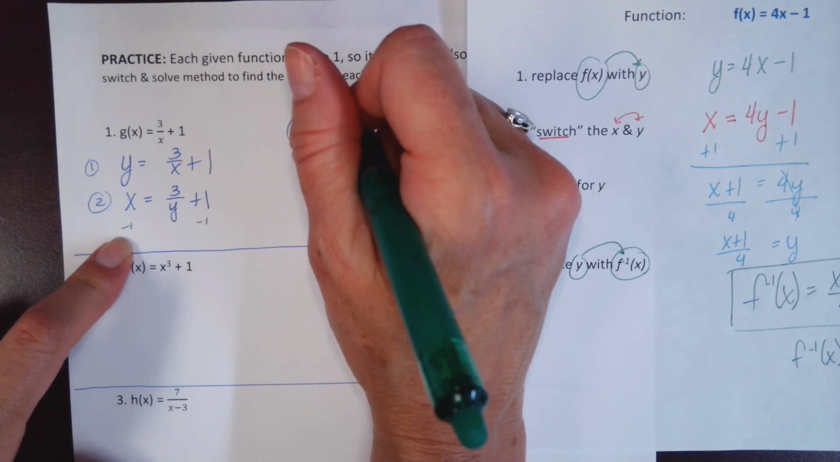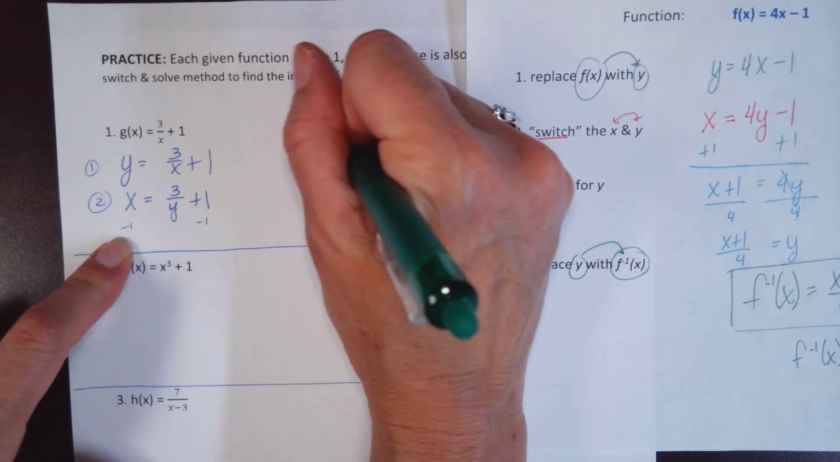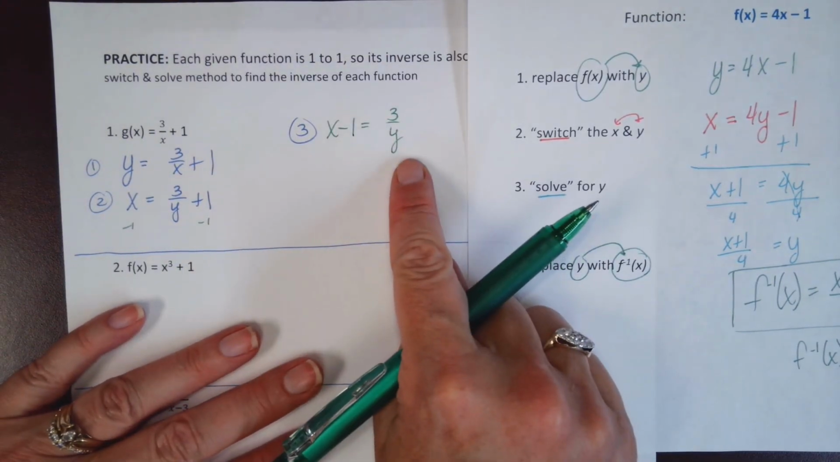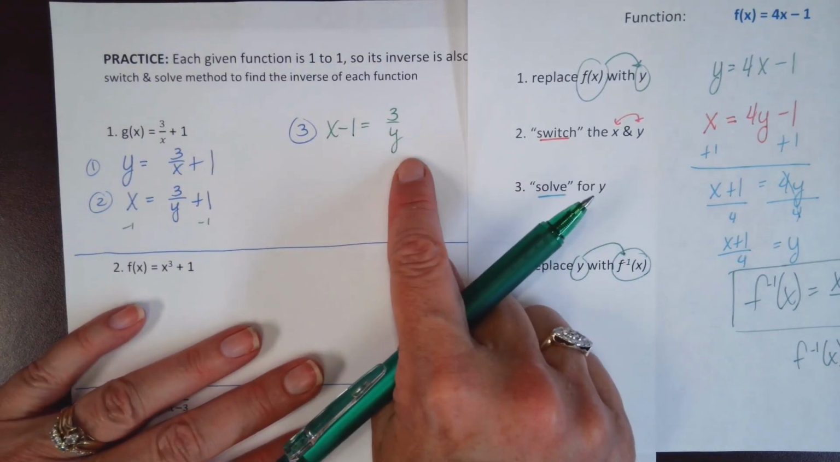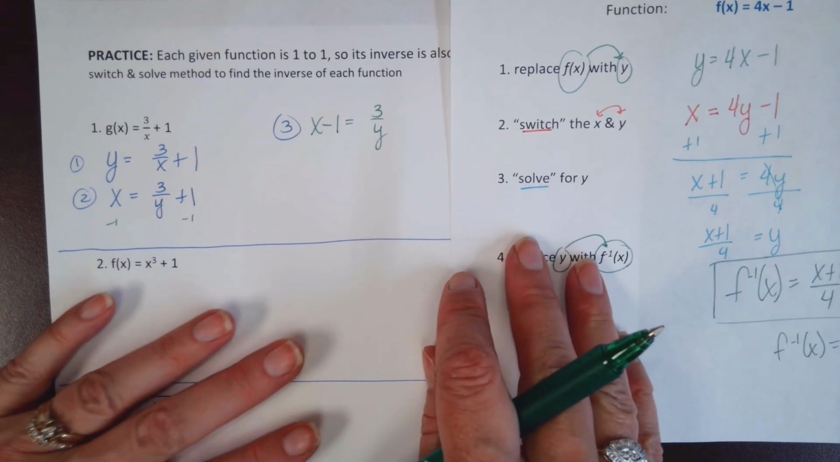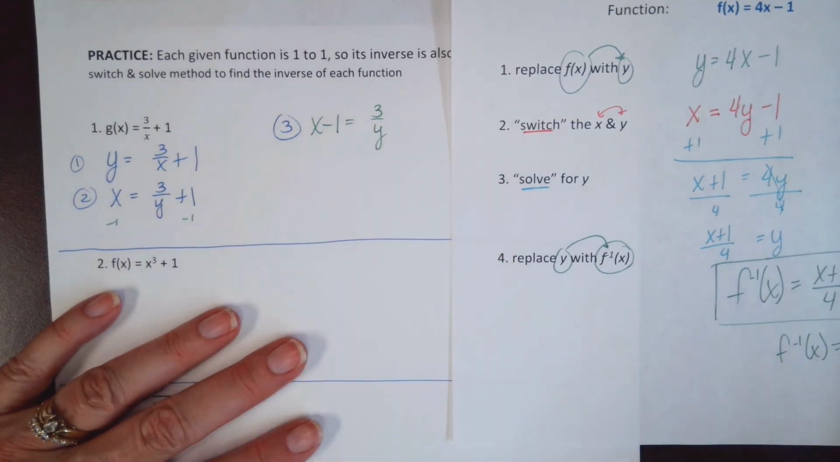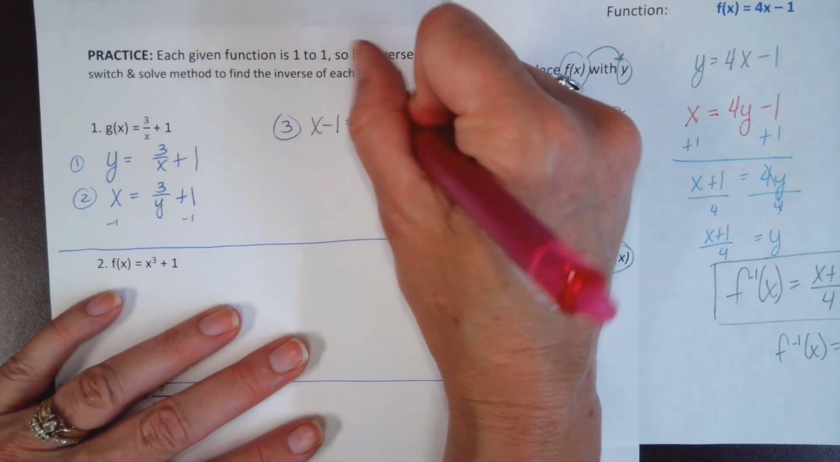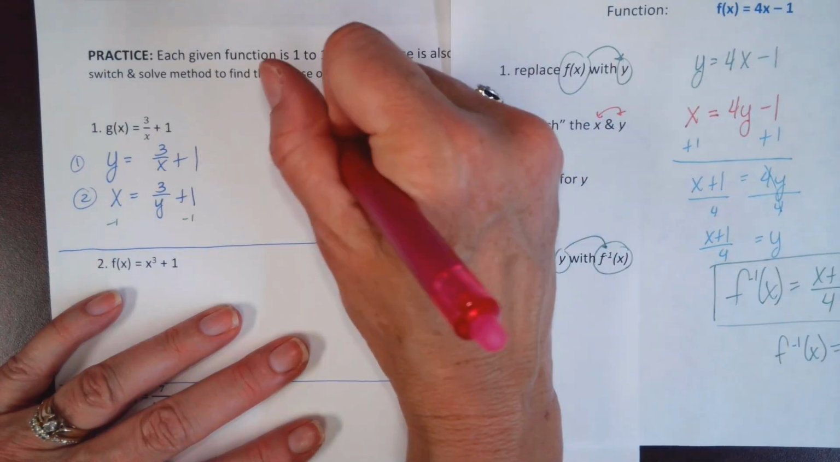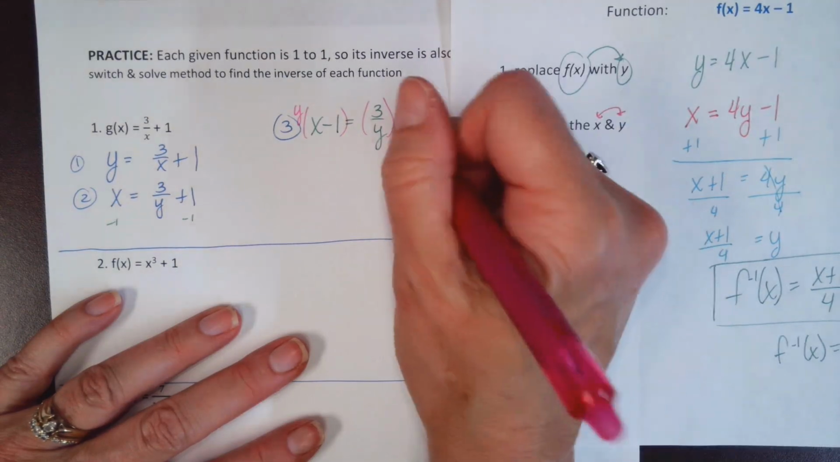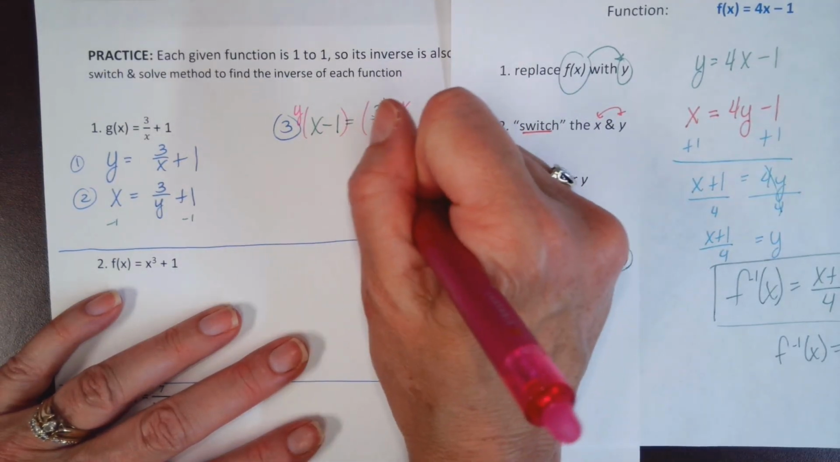I threw myself for a loop, but we're fine. x minus 1 equals 3 over y. Now, here is what I got hung up on. I need to solve for y. I got to get y out of the denominator. The way I'm going to do that is to multiply by that denominator, to multiply both sides by y. When I multiply both sides by y, it cancels out over here. Anything over itself is just 1, right? So that is equal to 3.